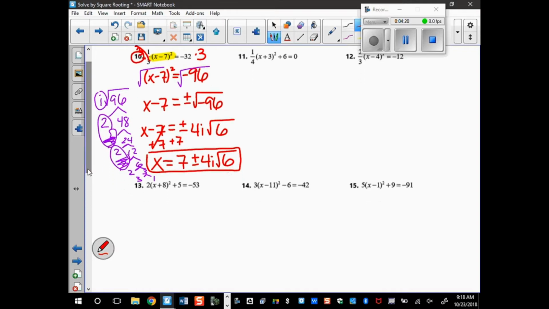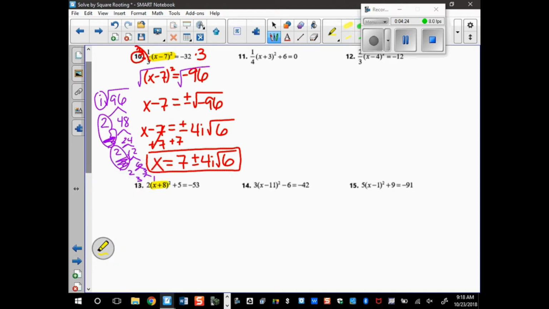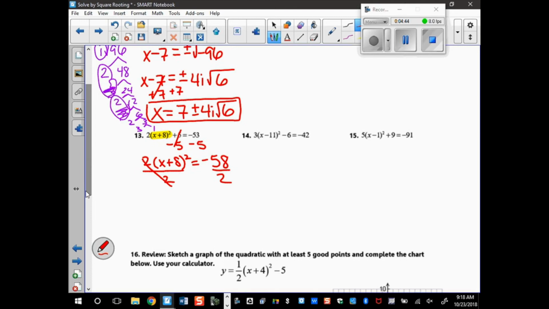So it's all about getting that x squared portion by itself. If you need to, you can always highlight. Okay, here's the portion I need by itself. First thing I got to do is move the 5. So I have 2 times x plus 8 squared equals negative 58. Divide by 2. X plus 8 squared equals negative 29.